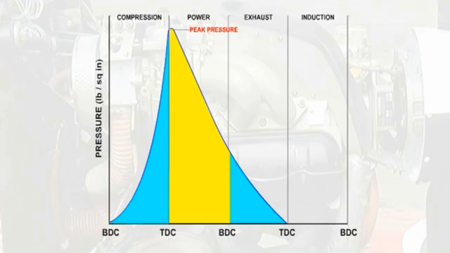The area within the power column represents work done on the piston during the power stroke. The blue areas represent work done by the piston in compressing the gases and exhausting the cylinder against exhaust back pressure, that is, the pressure which the atmosphere exerts against the outflowing gases.